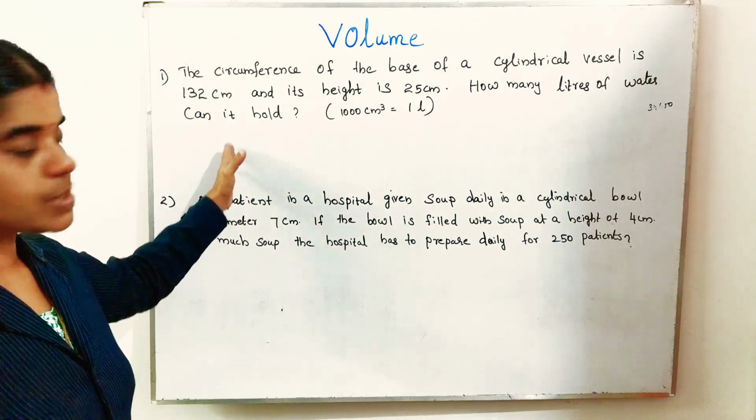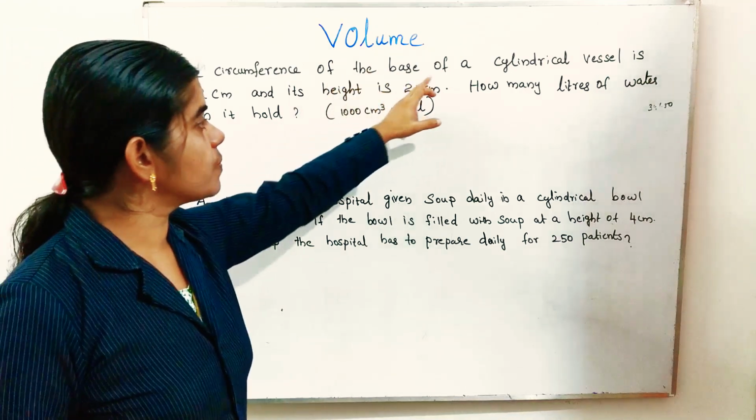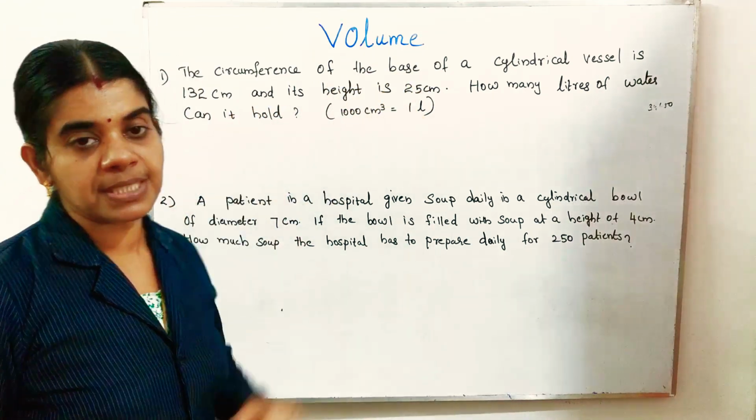Now, just listen to this question. The circumference of the base of a cylindrical vessel is 132 centimeter.